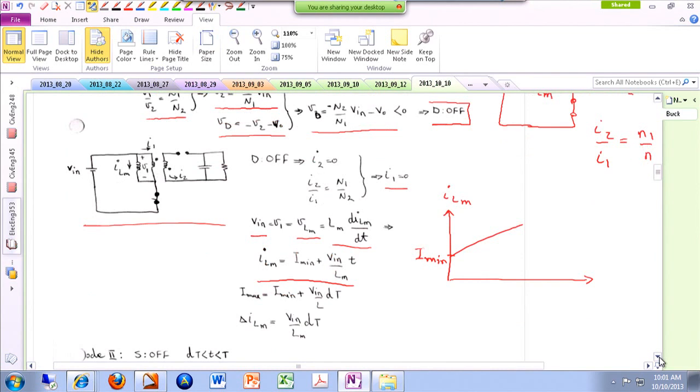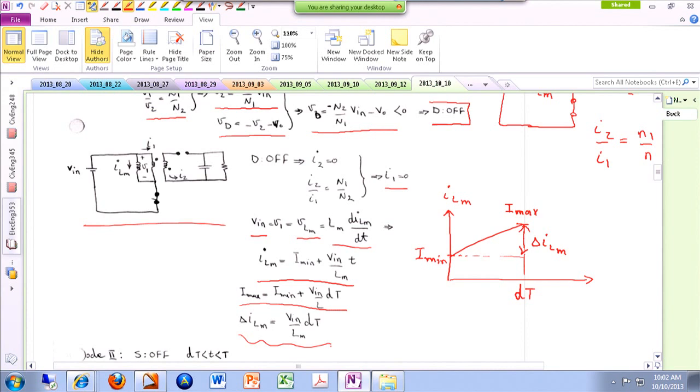Similar to before, as soon as we find the equation for the inductor current, or in this case the magnetizing inductor current, we can find how much it is going to rise. So we label at the end to be I max. Then I max is basically this expression, which is I min plus the rise in the inductor current, which is the slope times duration. The slope is voltage over the value of the inductor, which is V over L, and the duration is duty cycle times period. So you can easily find delta ILM, which is V over LM times dT.